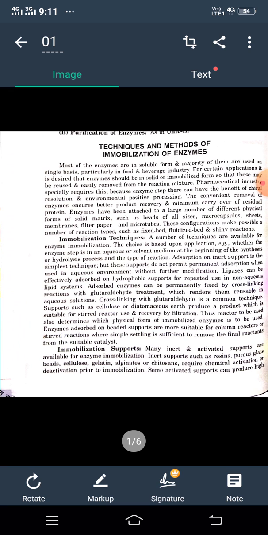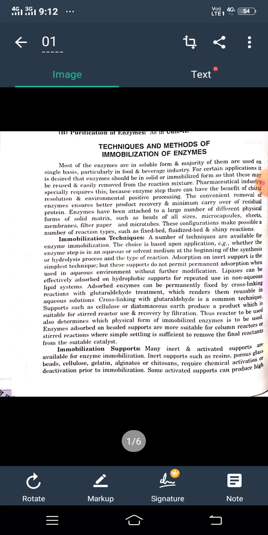For certain applications, it is desired that enzymes should be in solid or immobilized form so that these may be diffused and easily removed from the reaction mixture. The pharmaceutical industry especially requires this because the enzyme step there can have the benefits of chiral resolution and environmentally positive processing. The convenient removal of enzymes ensures better product recovery and minimum carryover of residual proteins.